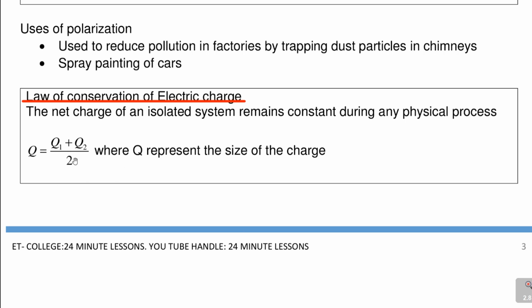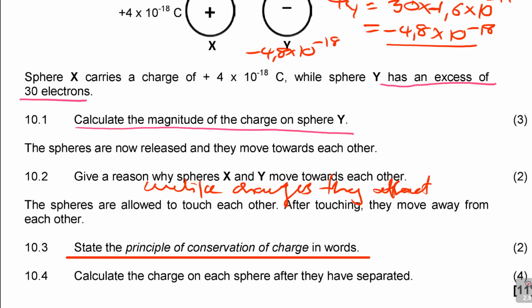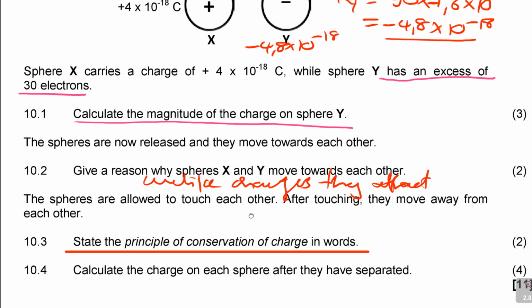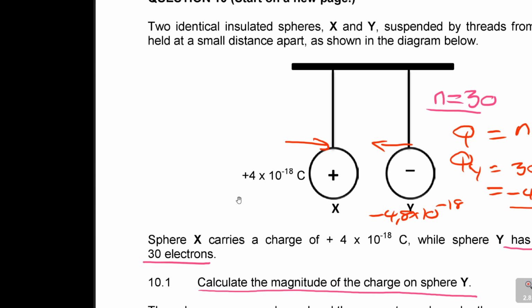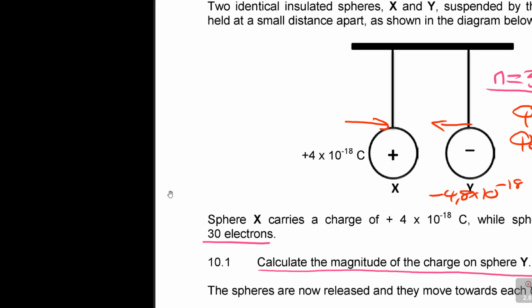That's where the principle of conservation of charge comes in, and that formula is the one we will use. Now, the next question says calculate the charge on each sphere after they have separated. You see they're now allowed to touch each other. So if I use that formula here, Q is Q1 plus Q2 over 2. In this case, Q1 is X and Q2 is Y.